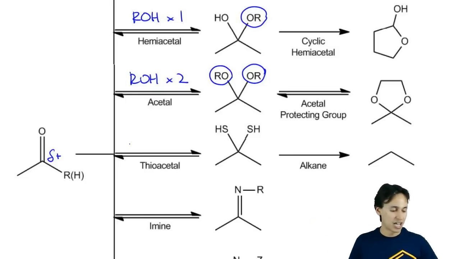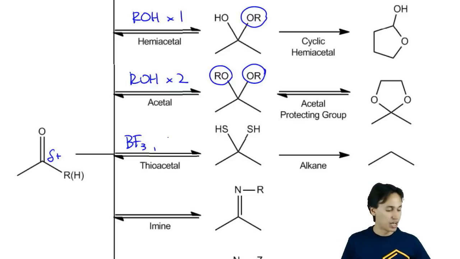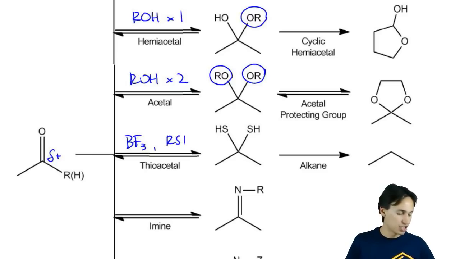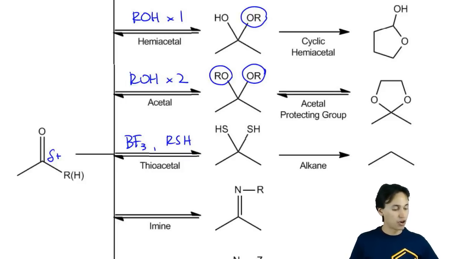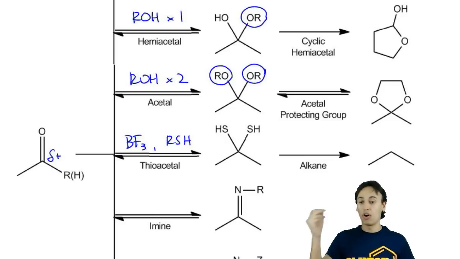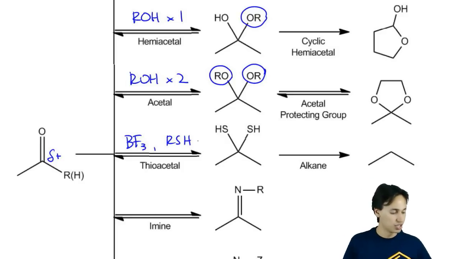So thioacetals happen when you mix BF3 with HSR, RSH. Instead of an alcohol, it's going to be a thiol group, okay? So RSH times 2.